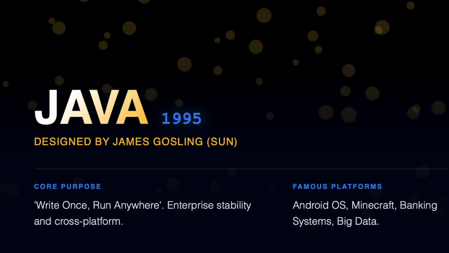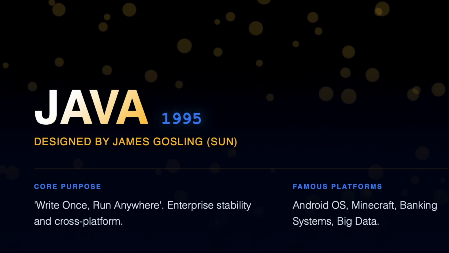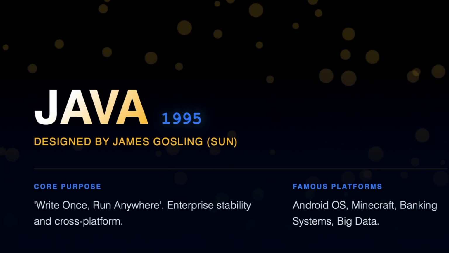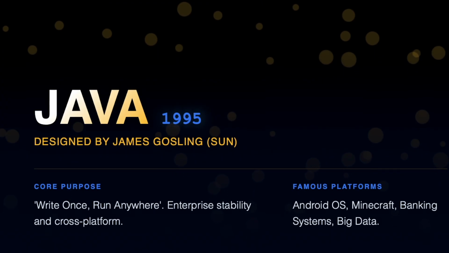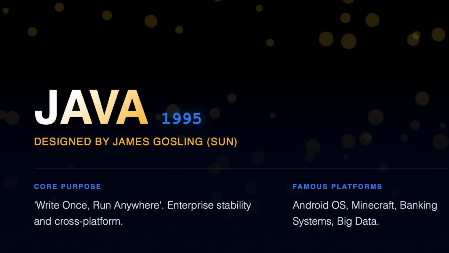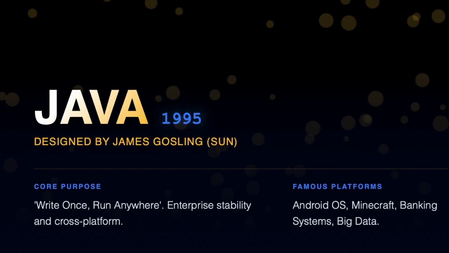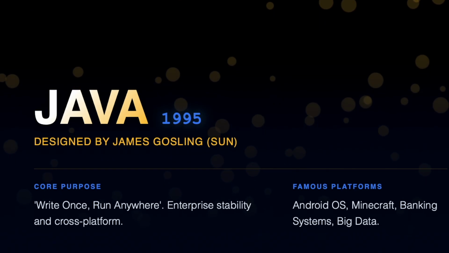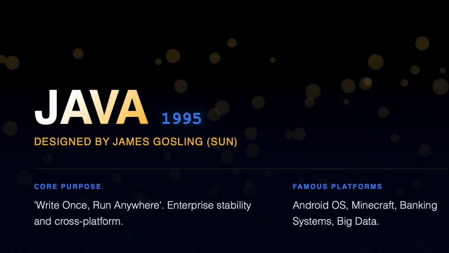It became the foundation of Android, powering billions of mobile devices globally. Big data frameworks like Hadoop and Spark are built entirely on Java. In corporate environments worldwide, Java remains the reliable, battle-tested workhorse that keeps critical infrastructure running smoothly.